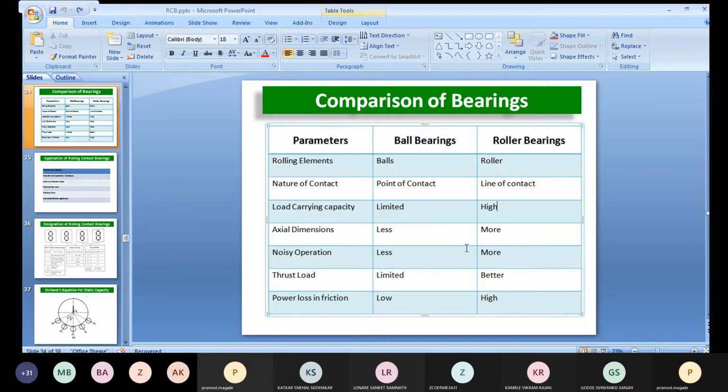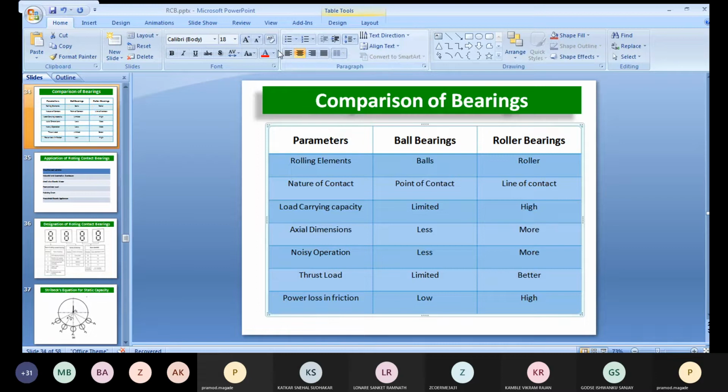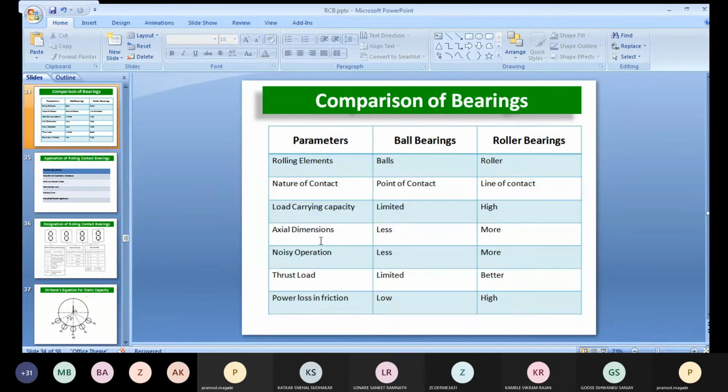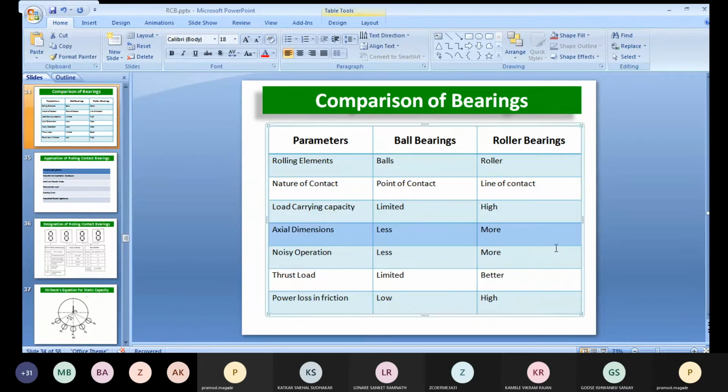Load carrying capacity for roller is high. Next point, axial dimensions. Axial dimensions. So axial dimension means याची length, width. Of course ball bearing circular cross section आहे, comparatively less असतं, आणि इकडं roller bearing it will occupy the space because of its roller nature. So you can write more. Axial dimensions more.